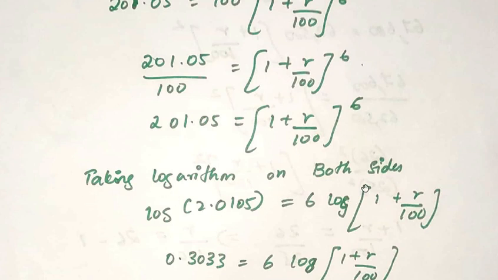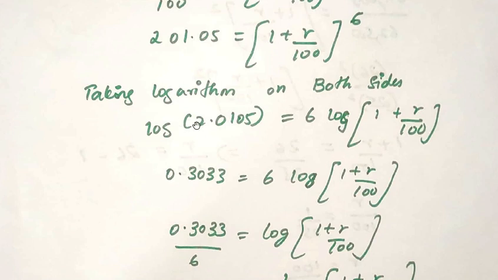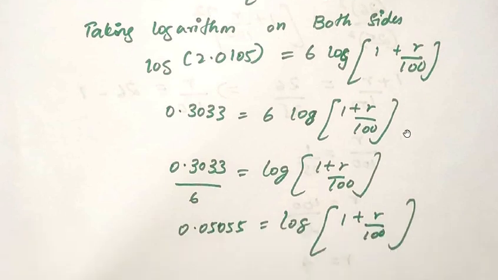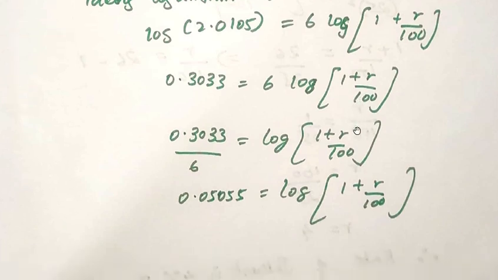Taking logarithms on both sides, we get log 201.05, which is equal to 6 log (1 plus r by 100), since the power comes down. So the log of this number, when you put it in your calculator, you will get the value as 0.3033, which is equal to 6 log (1 plus r by 100).